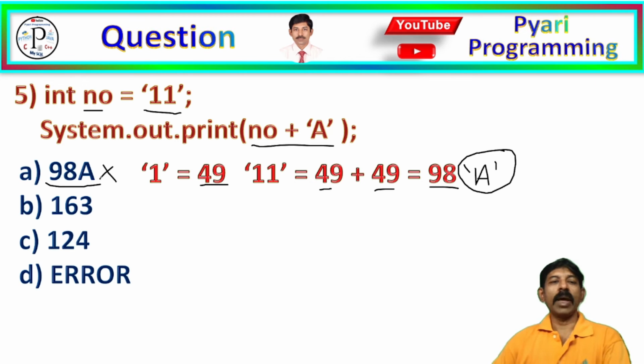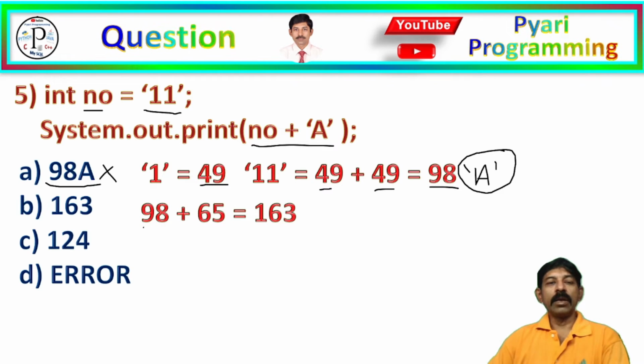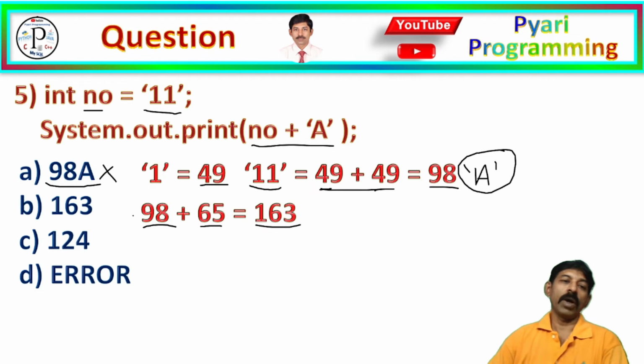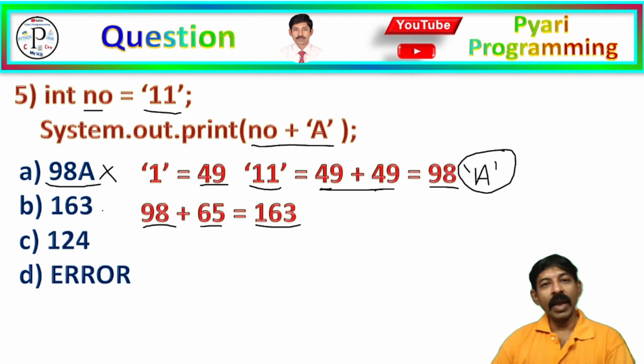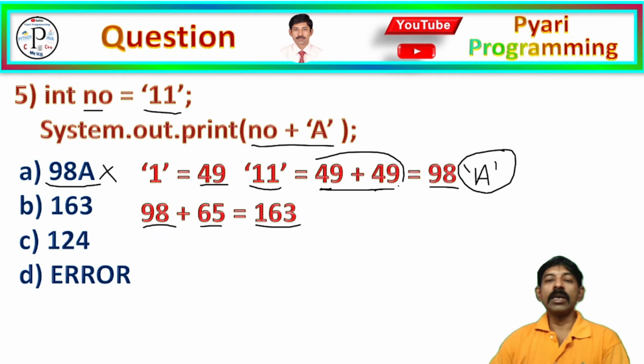Now let's assume like this: 98. How is it 98? As already we have seen, the ASCII value of your 11 we have calculated: 49 plus 49 is your 98. Now alphabet A is having 65. So 98 plus 65 we got 163. Here we have an option for this. If you think like this, again it is wrong. Because here 49 cannot be added with the 49. Here it is not 1 1. Here it is 11. So that's why this is also wrong.